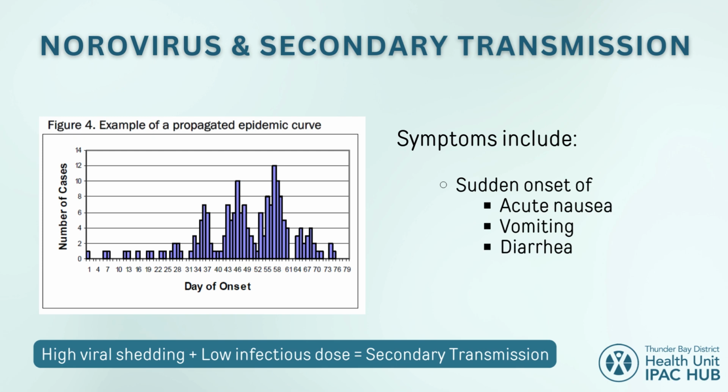Infected individuals typically shed millions of viral particles, but only a few are needed to cause infection. This is called a low infectious dose and adds to the spread. As you can see on the graph, it will create spikes in cases beyond the initial exposure.